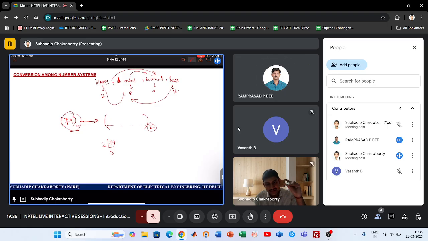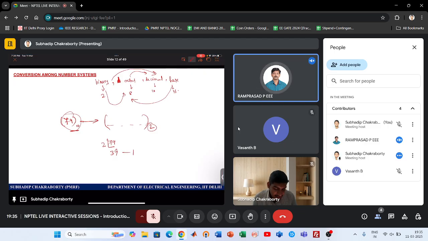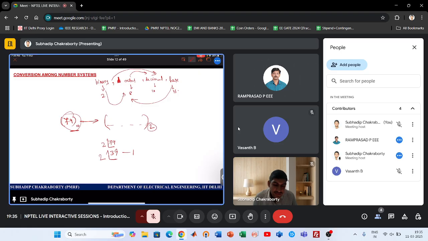Remainders are actually the strengths of those placeholders, those powers of 2. So you know that 79 divided by 2 is 39, remainder 1, and then you again divide, and so on.